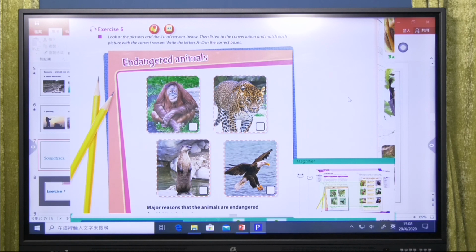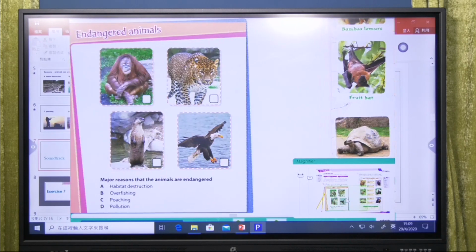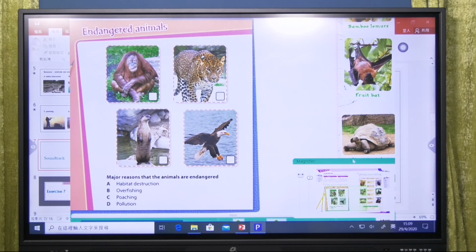Listening task type. Matching information. Exercise 6, page 8. Look at the pictures and the list of reasons below. Then listen to the conversation and match each picture with the correct reason. Write the letters A to D in the correct boxes.